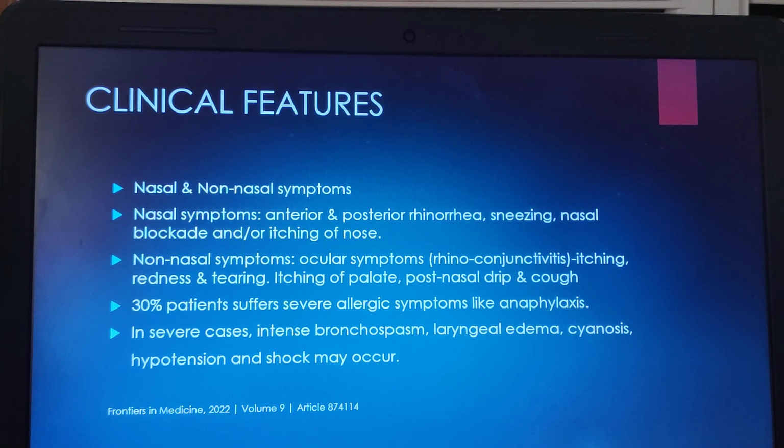Now, 30% of patients with allergic rhinitis suffer severe symptoms like anaphylaxis, and in few cases there could be fatal symptoms like bronchospasm, laryngeal edema, cyanosis, hypotension, and shock. So allergic rhinitis in few cases, not very common, but in very extreme cases, can be a life-threatening problem.